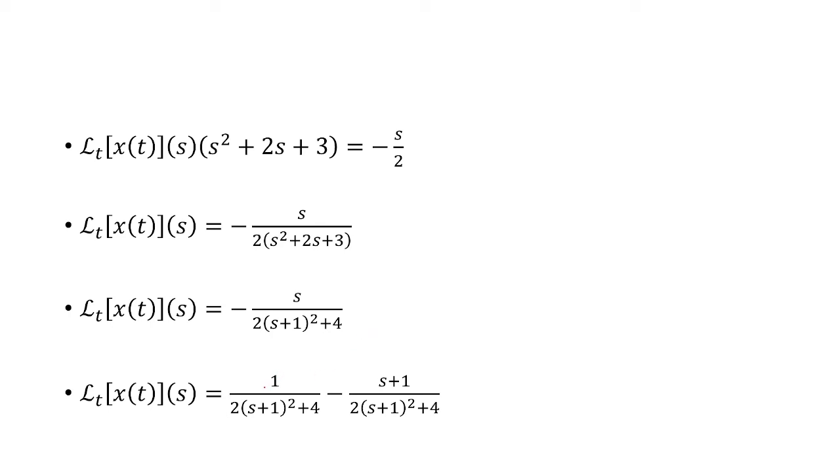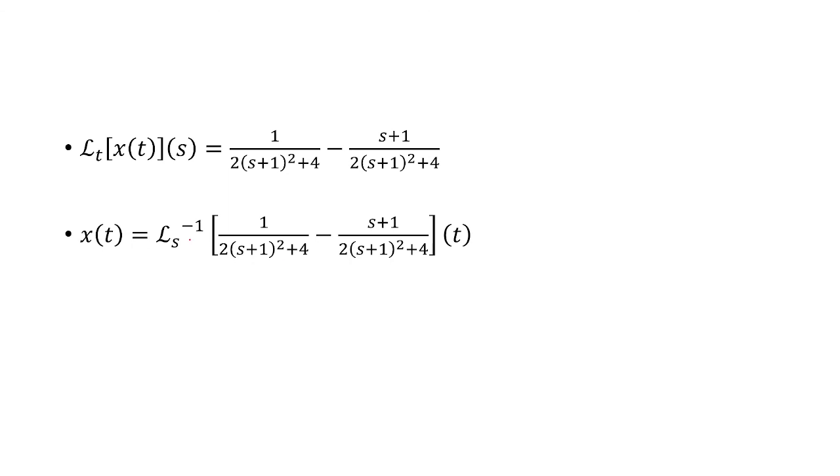The first one is 1 over 2 times s plus 1 quantity squared plus 2, minus s plus 1 over 2 times s plus 1 quantity squared plus 2. Basically, what I'm doing is saying negative s is equal to 1 minus s plus 1, or 1 minus s minus 1, depending on how you look at it.